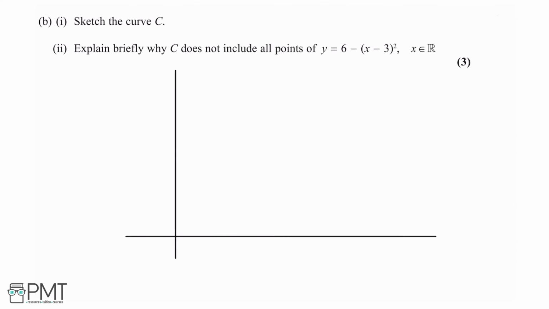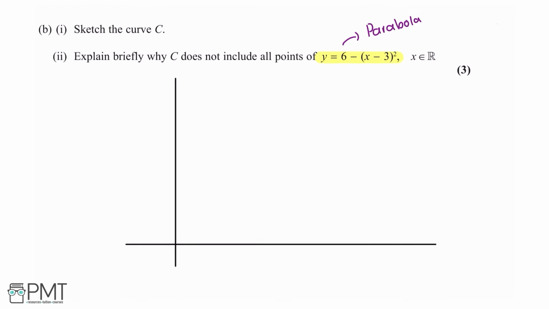Part B has 2 parts. Part I is asking us to sketch the curve C, and part II is asking us to explain briefly why C does not include all points of y equals 6 minus (x minus 3) all squared where x is real, for 3 marks. So if we look at our function, y equals 6 minus (x minus 3) all squared, we know that this is going to be a parabola. And because it has a negative over here, it's going to be sort of an N shape. So it's going to be something like this.